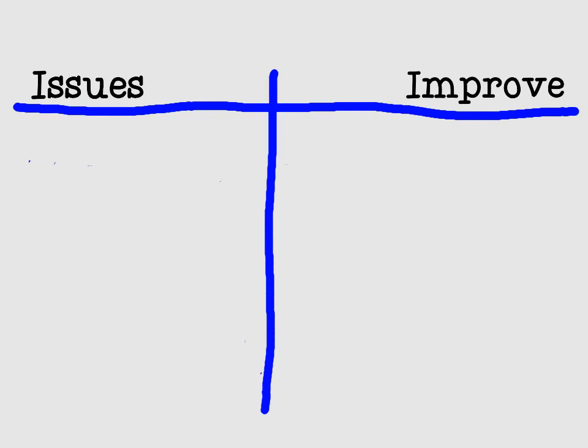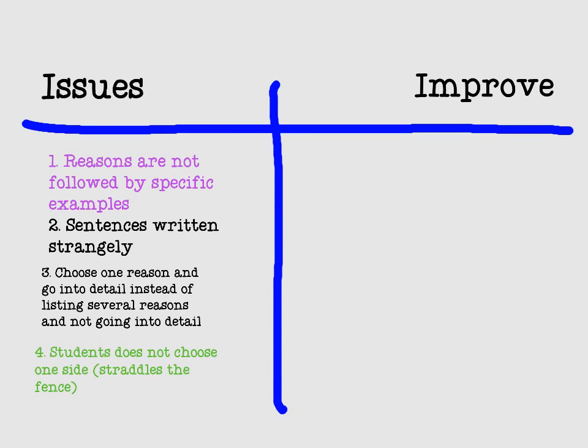So after scoring the essay, you have to ask yourself, what are the actual issues and how could this student improve? So you have to go through and think about the issues. The first issue that this essay has is that the writer has reasons but doesn't give specific examples. Also, the writer has sentences that are written strangely, and the writer doesn't choose one reason but gives a lot of reasons and goes into a lot of listing of reasons instead of going into detail.